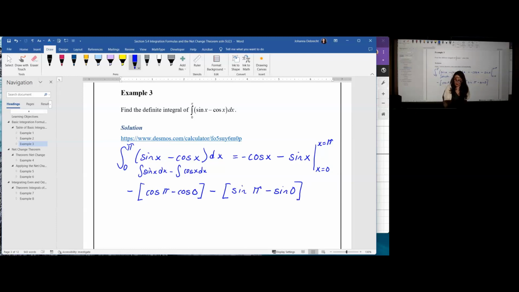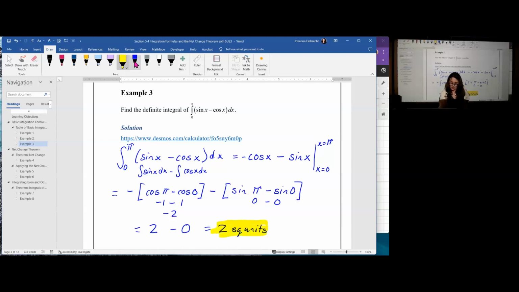The cosine of pi is -1, and the cosine of 0 is 1, so I get -1 minus 1, or -2. But it's inside parentheses with a negative on the outside, so I end up with 2. On the second one, sine of pi is actually 0, and sine of 0 is also 0. So I'm subtracting 0, which tells me I have 2 square units of area between the x-axis and the graph of sine x minus cosine x.